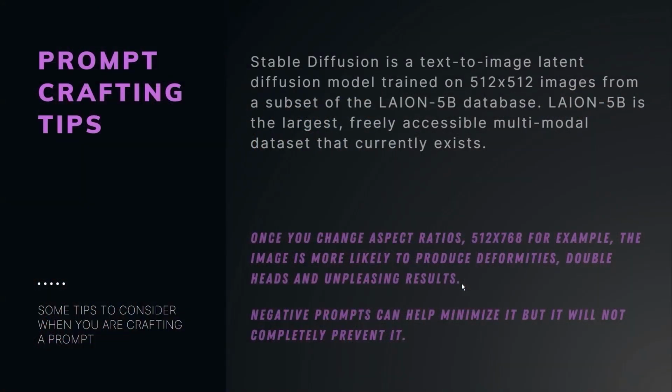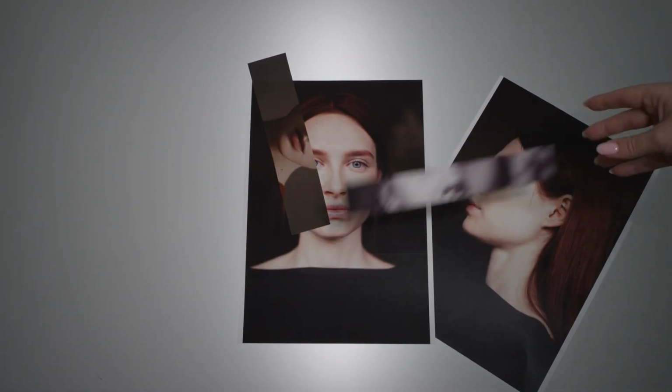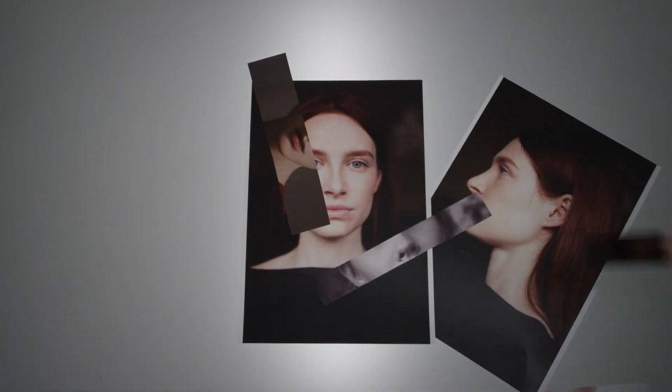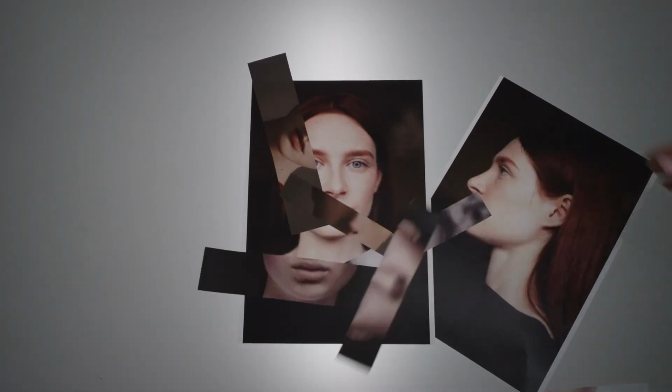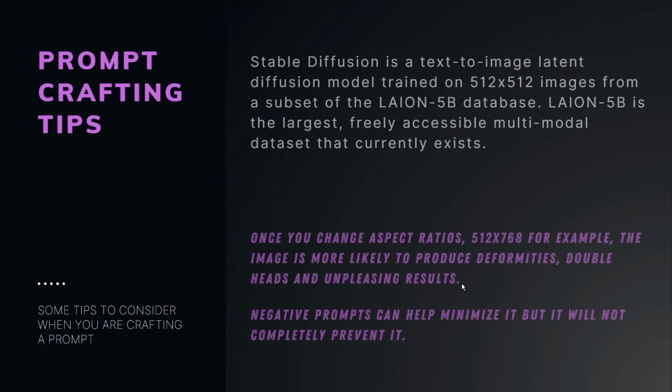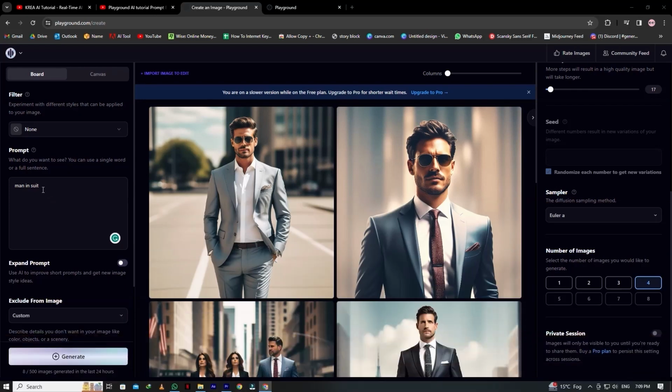To understand what's happening here, there are some things that you need to consider. Stable Diffusion was trained on a massive database with dimensions of 512 by 512. Once you stray from those original aspect ratios, the likelihood of you getting deformities, double heads, or unpleasing results will increase. If we go back to the prompt that we entered, man in a suit is a very general term, so in turn, you are going to get a variation of results.